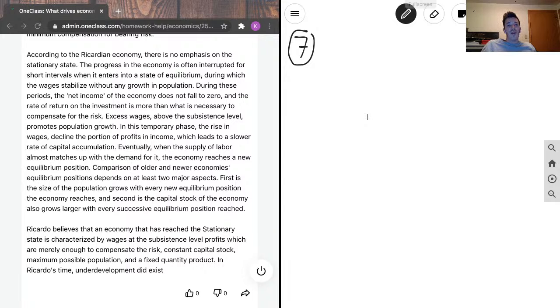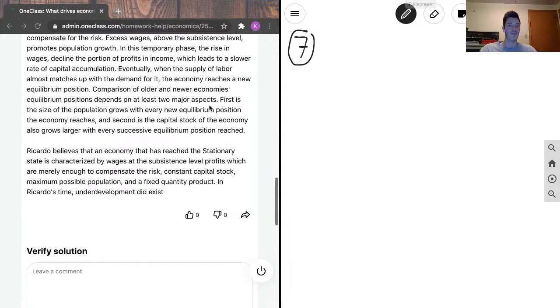Comparison of older and newer economies' equilibrium positions depends on at least two major aspects. First, the size of the population grows with every new equilibrium position the economy reaches. And second is the capital stock of the economy, which also grows larger with every successive equilibrium position reached. Ricardo believes that an economy that has reached a stationary state is characterized by wages at the subsistence level, profits which are merely enough to compensate the risk, constant capital stock, maximum possible population, and a fixed quantity product. In Ricardo's time, underdevelopment did exist.